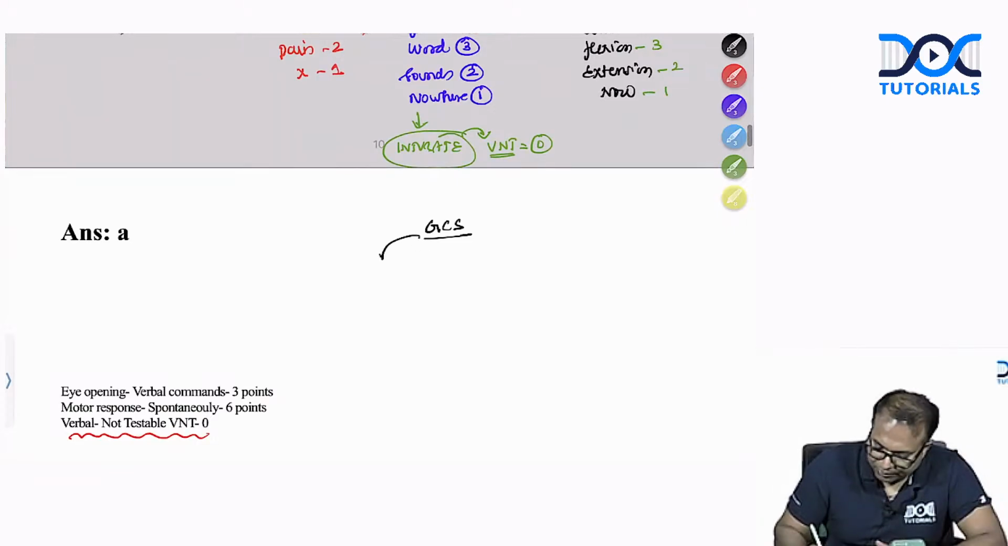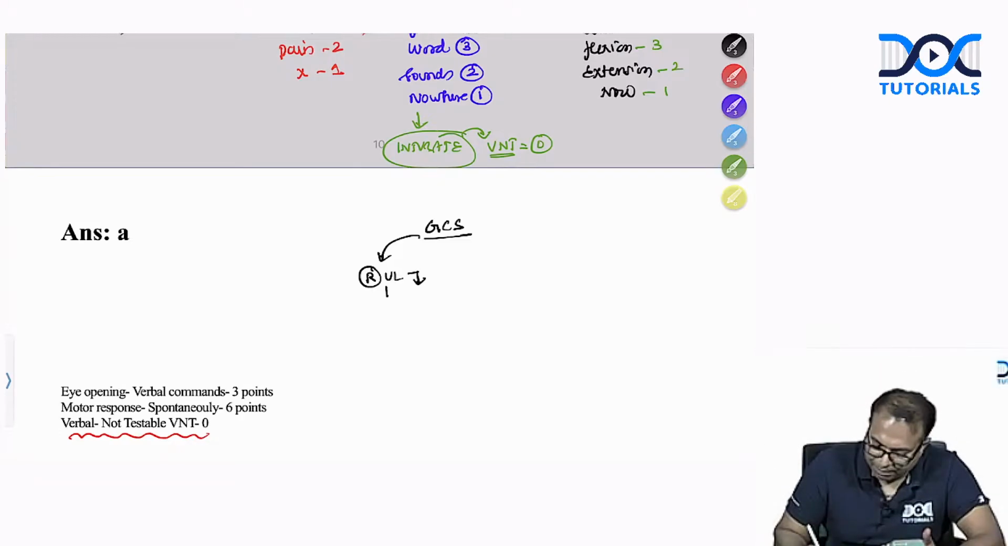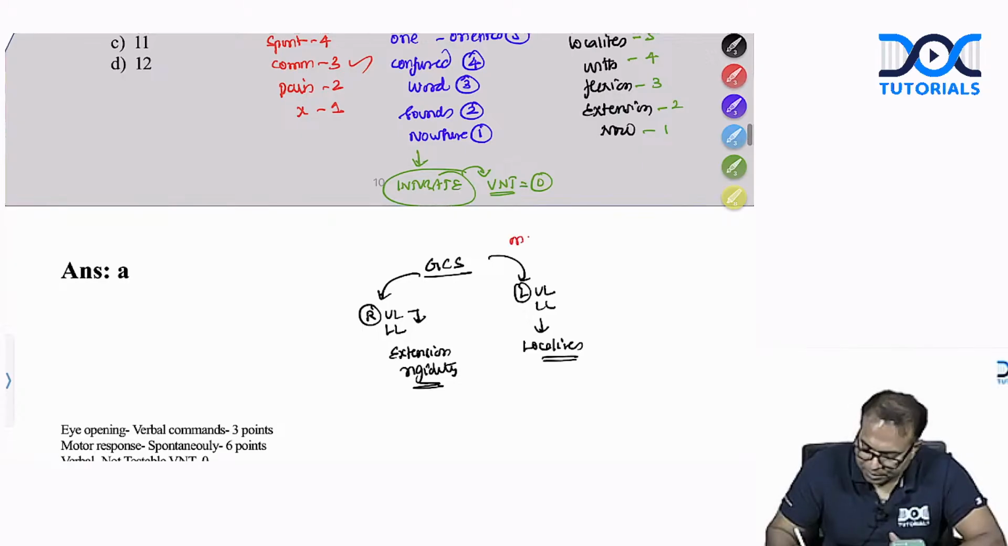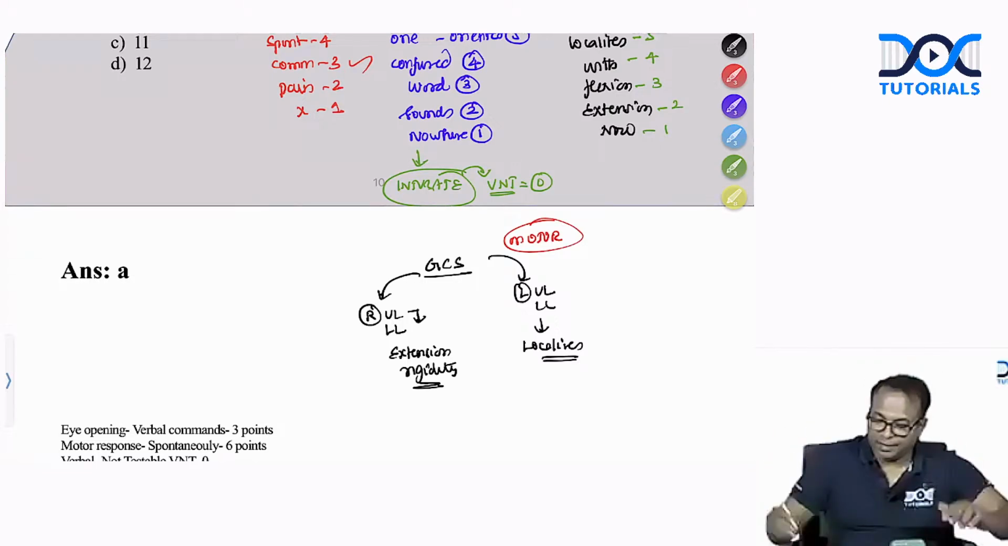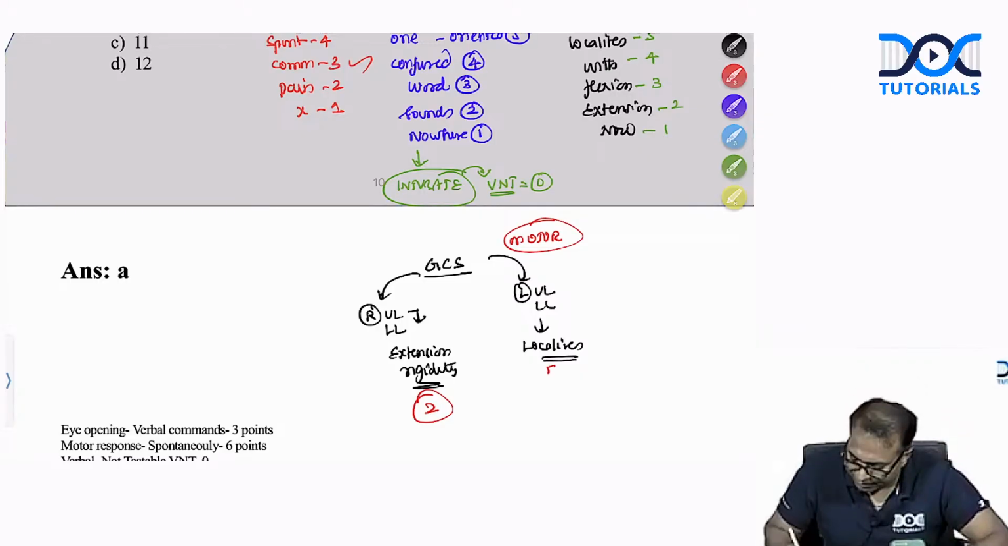For a patient, GCS, motor response: on the right side, in the upper limb and lower limb, there is extension rigidity. On the left upper limb and left lower limb, he can localize. What is the score you give for this motor? This is a motor score. So there are 2 motor scores. Right upper limb is extension rigidity, which is only 2 points. Left upper limb, he can localize the pain, so it is 5 points.